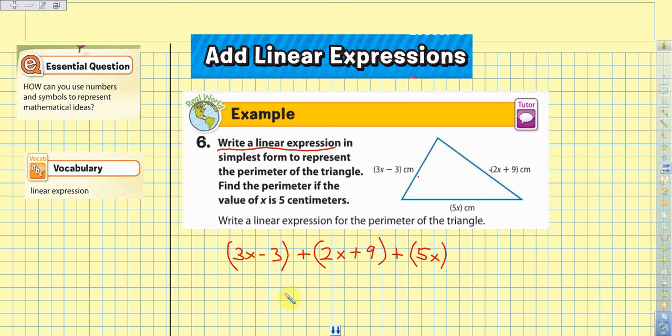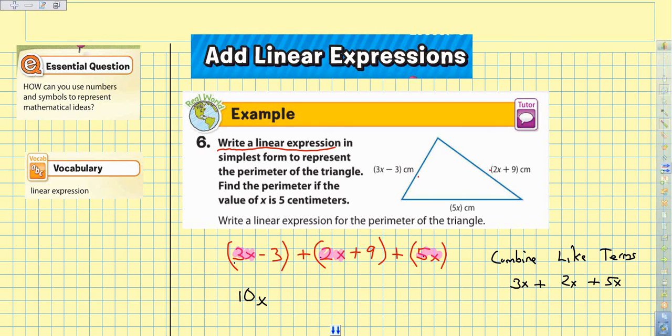Okay, the only difference between this one is now I have more things to combine for my combining like terms. Because that's what I'm going to do. I'm going to combine like terms. What do I have? I have 3x, 2x, and 5x. You're going to add that up. 3x plus 2x plus 5x. Okay? That gives me a total of 10x. Okay, does everybody see that? We have 3x, 2x, 5x. Those are my like terms. That gave me 10x.